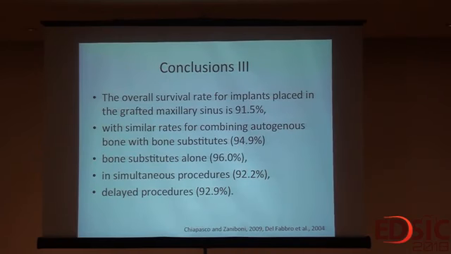And the overall survival rate for implants placed with grafted maxillary sinus is 91.5%, with similar rates for combined autogenous bone with bone substitute 94.9%, bone substitute alone 96%, simultaneous procedure 92.2%, and late procedure 92.9%. Overall, more than 90% implant survival is gained with simultaneous or delayed sinus floor elevation procedures.